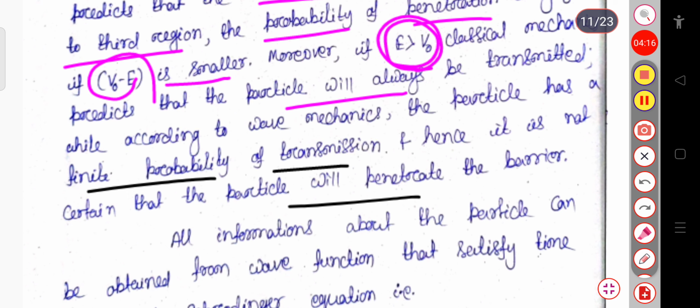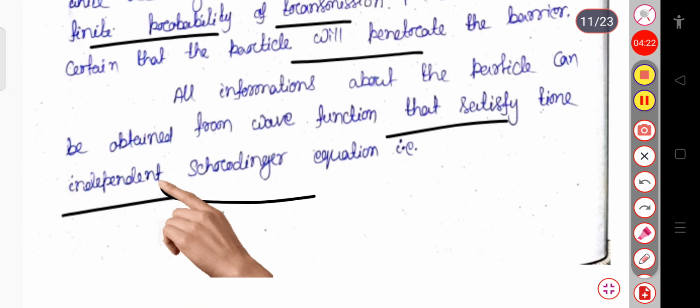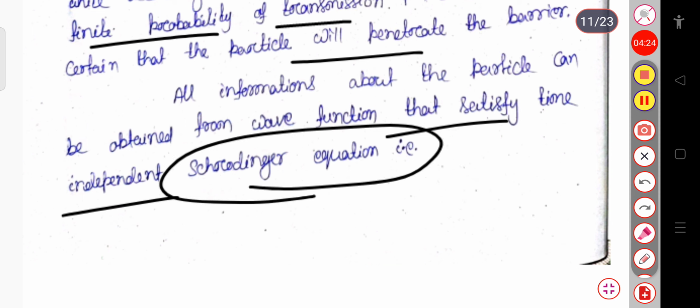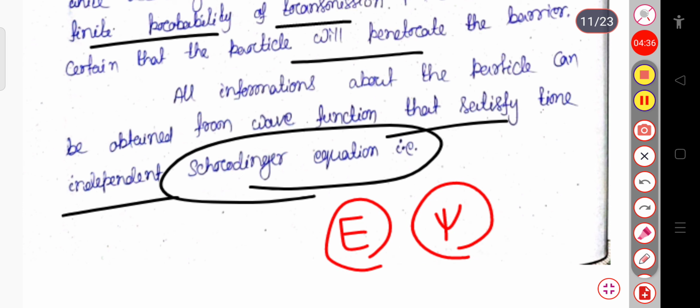All this information about the particle can be obtained from the wave function that satisfies the time independent Schrodinger equation. We will take the time independent Schrodinger equation and solve it. After that we will get psi, the eigenfunction, and we will calculate the energy eigenvalue also, and we will see the reflection coefficient and the transmission coefficient in this case.